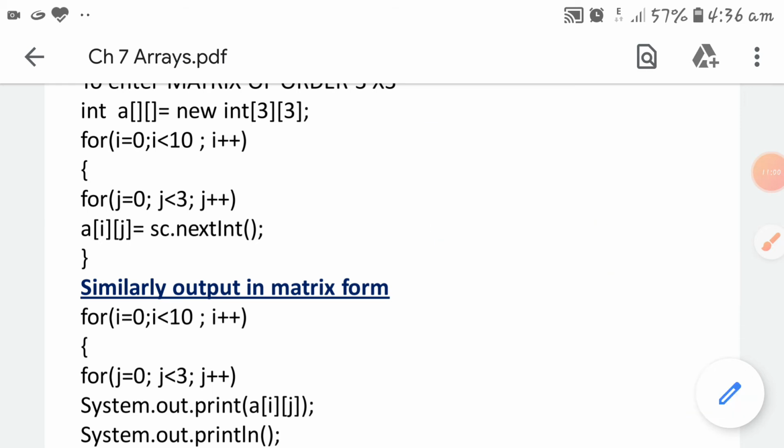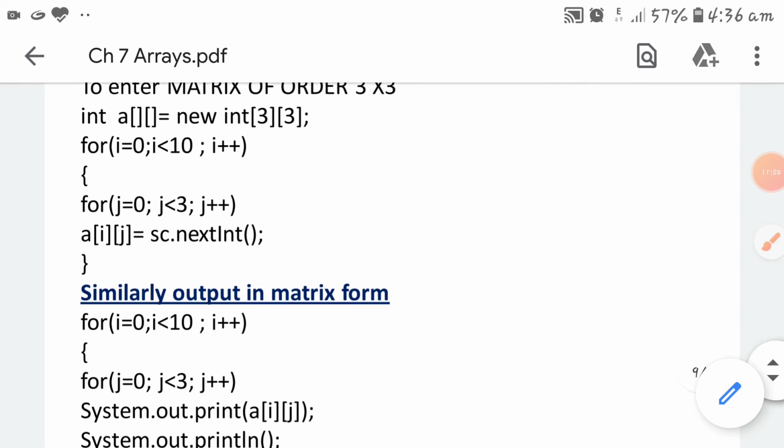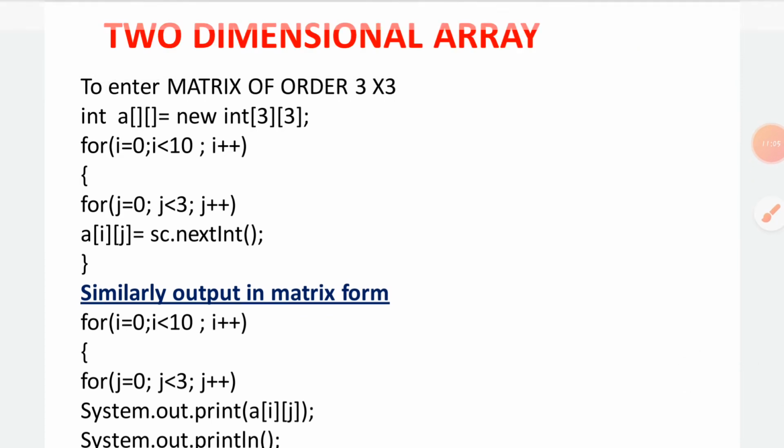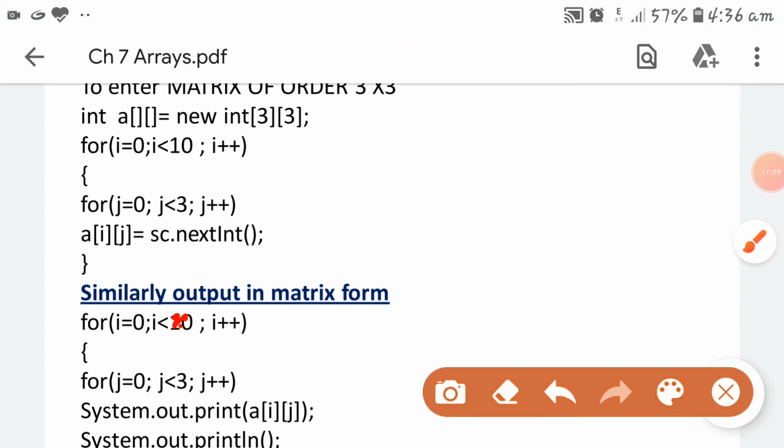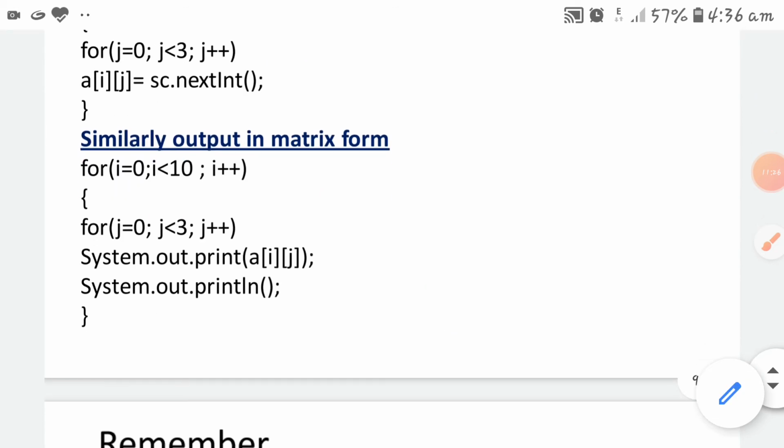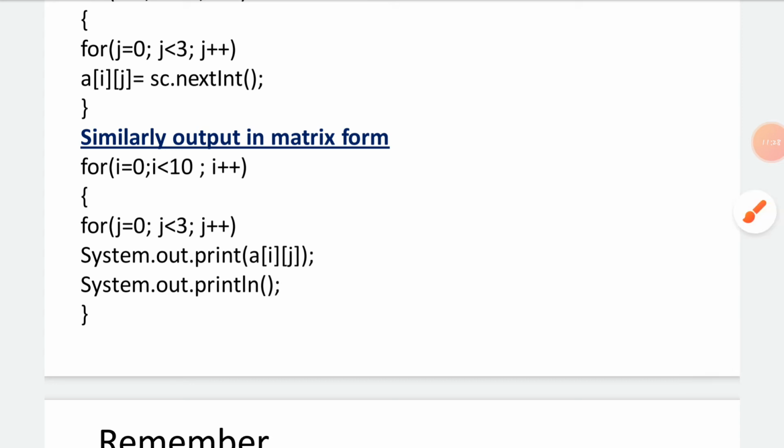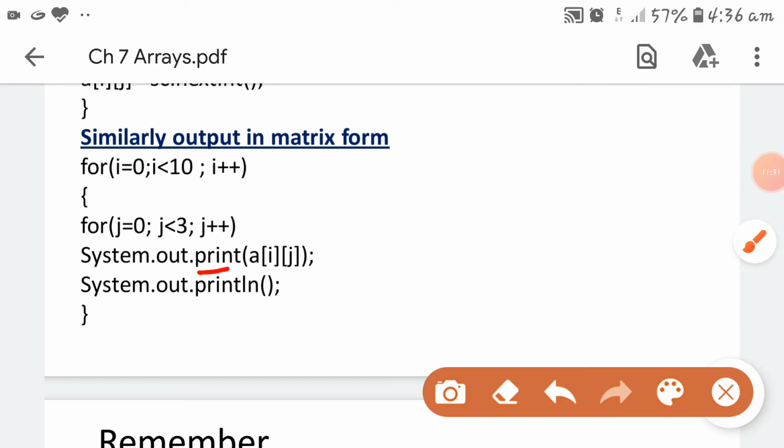Similarly for output. First of all I am doing a correction here. It is a typing mistake. Here it must not be 10, here it must be 3. Both must be 3: 3 rows and 3 columns. Similarly, just like in pattern programming, first you will use a print statement, print a[i][j], and after that println, just like a pattern.